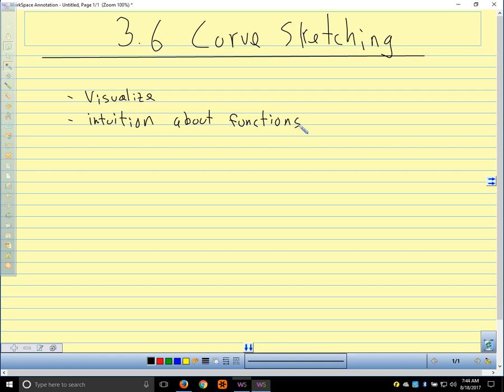The way I look at it is, if we can build our intuition about functions, what do they look like, how do they behave, that's a big part of what we try to do. If we can gain some intuition, it makes our work a little easier. So that's good. Any other? Why else would we want to sketch them?